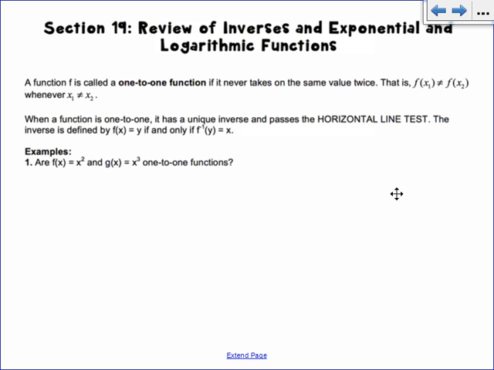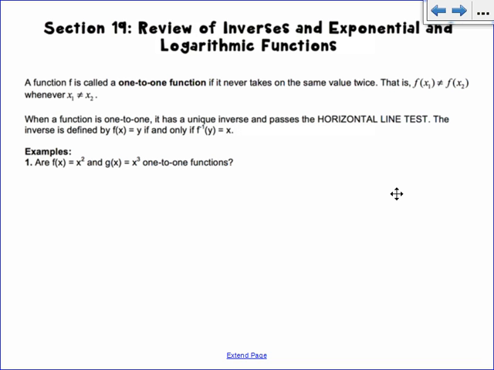All right, so kind of reviewing, a function is called one-to-one if it never takes the same value twice. So f of x1 is not equal to f of x2 whenever x1 is not equal to x2. What that's saying is you could never have the same y values if you have different x values. Basically it passes the horizontal line test.